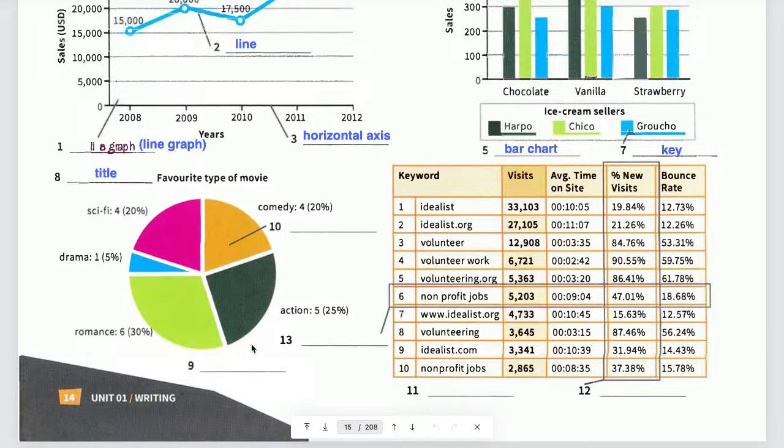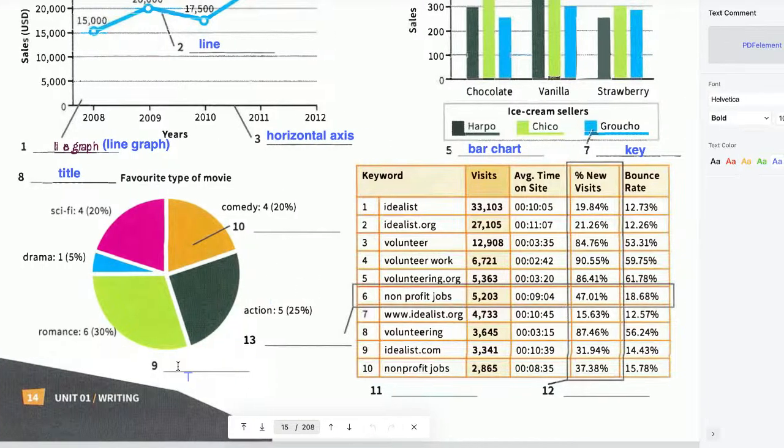Number 9 down here. So what do we have? Pie chart. Yes, that is the name of the chart. We call that a pie chart.